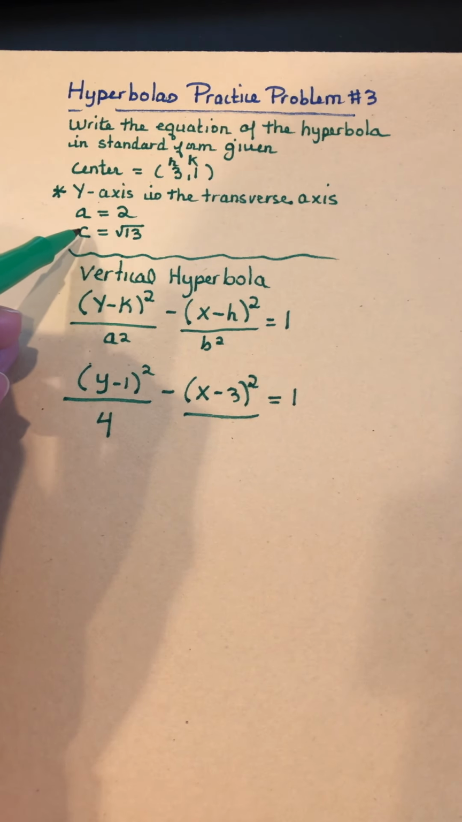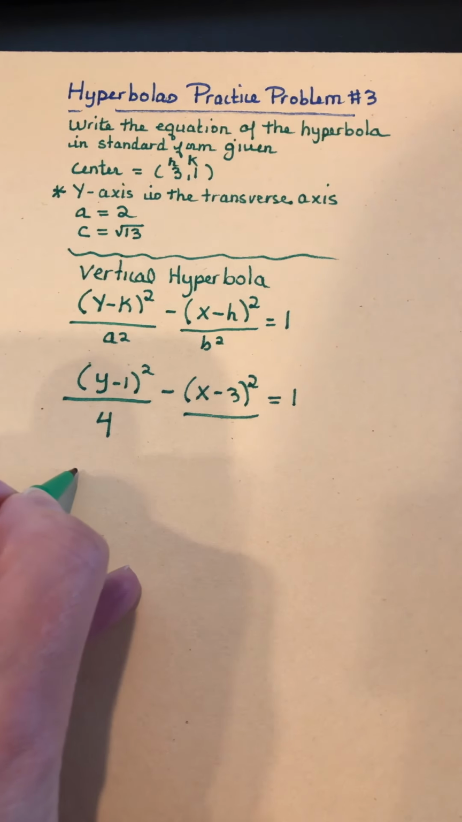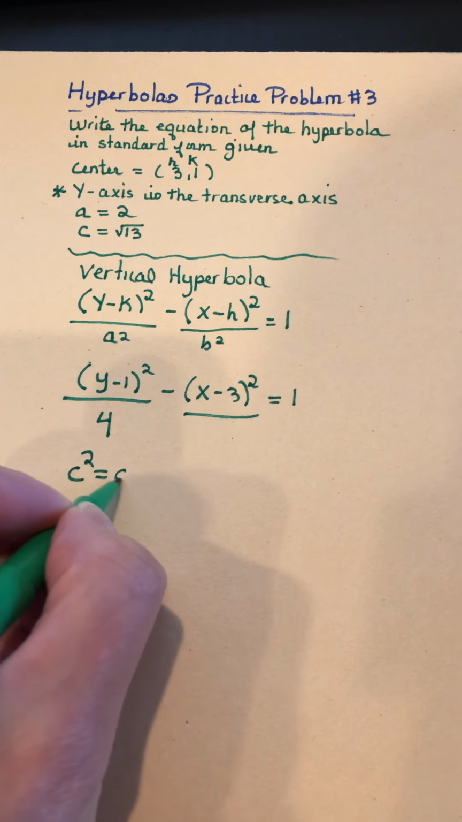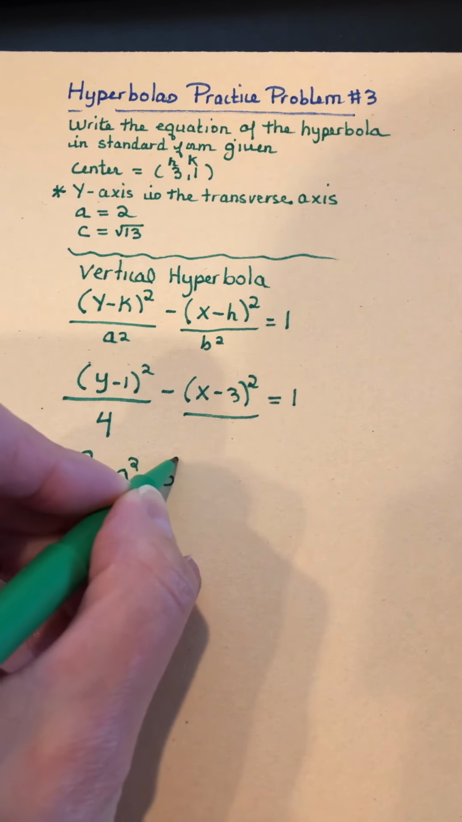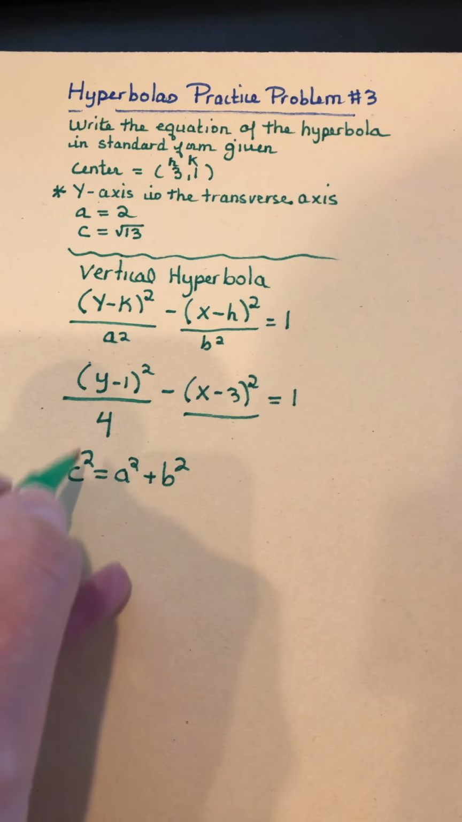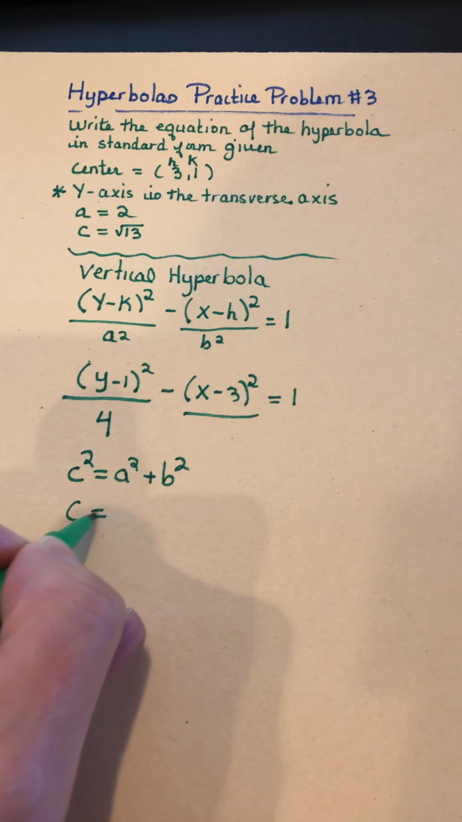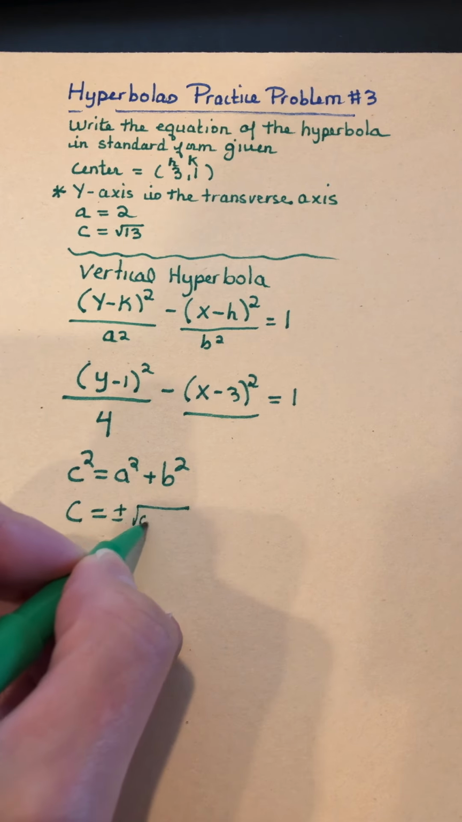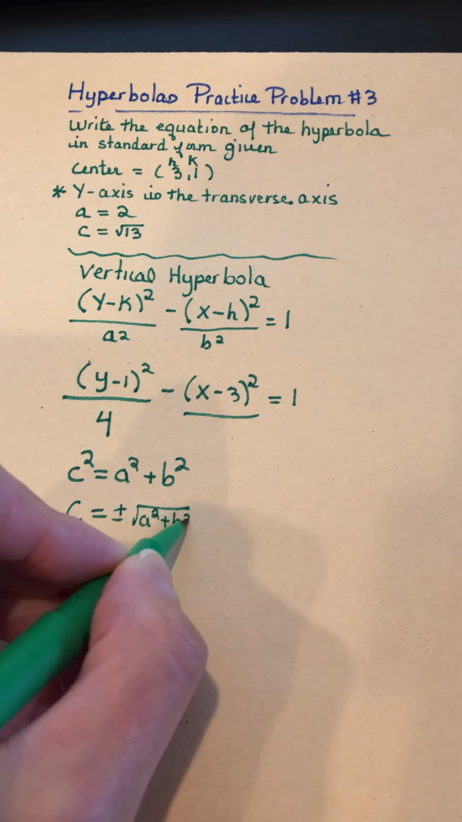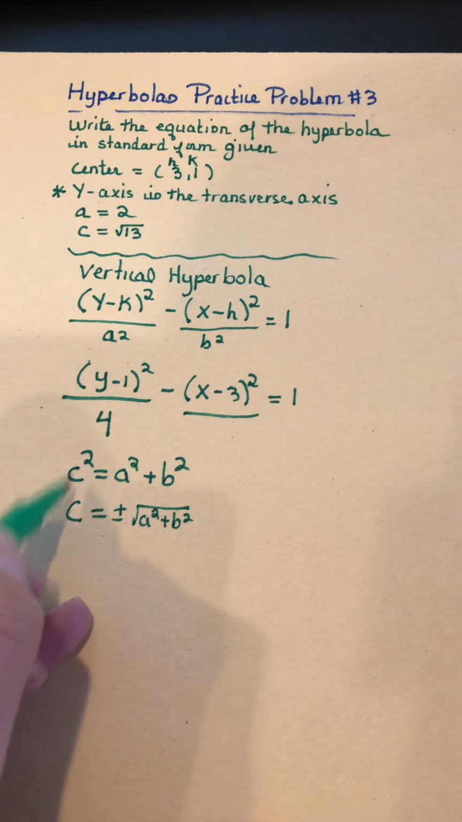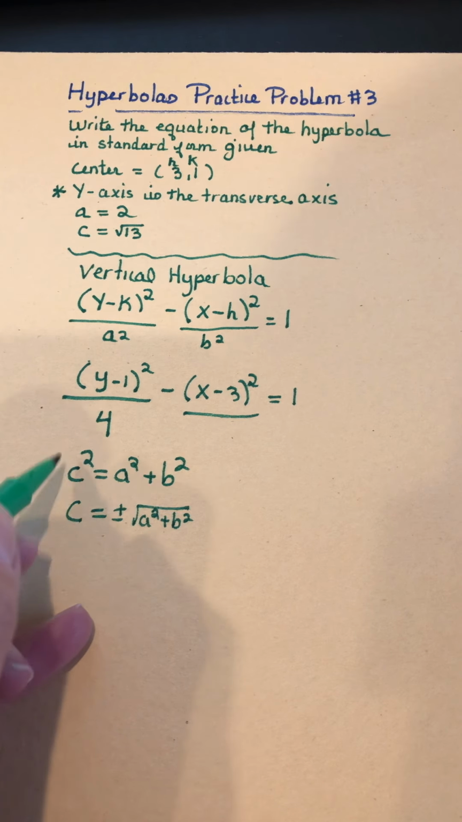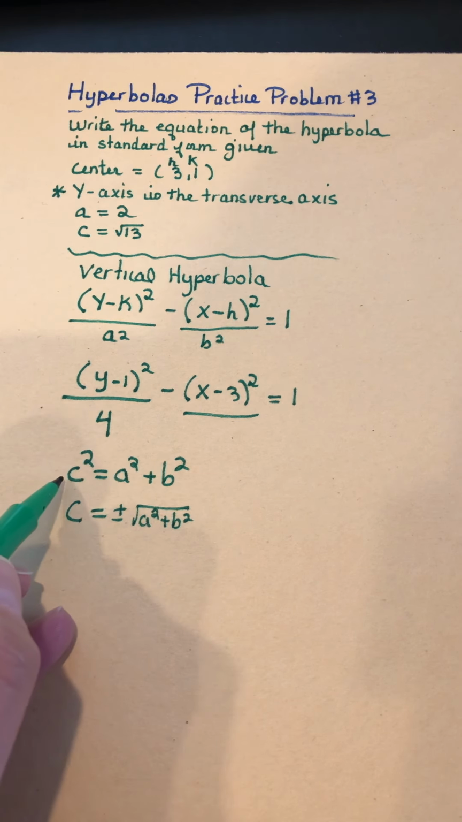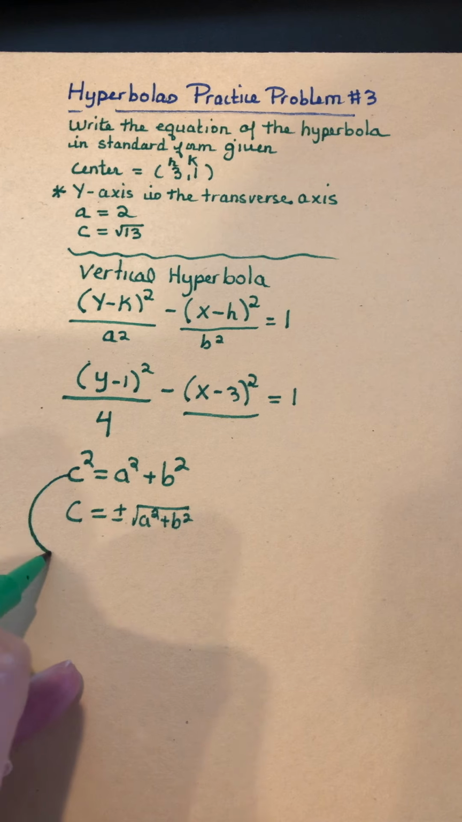So how can I get b squared? Well, if I know c and I know a, and I remember the formula that c squared equals a squared plus b squared, I can probably solve, right? This would mean that c equals plus or minus the square root of a squared plus b squared. Okay, so I can use either one of these equations. They're both equivalent.